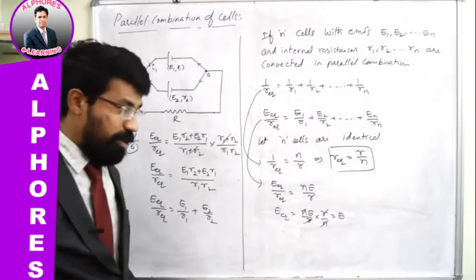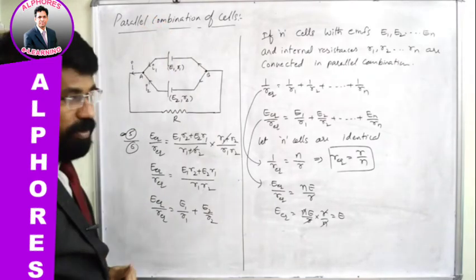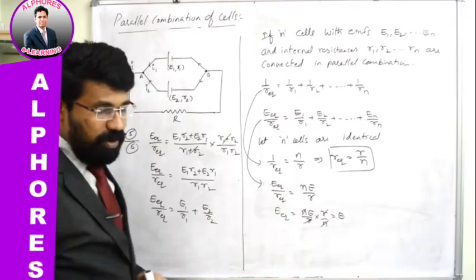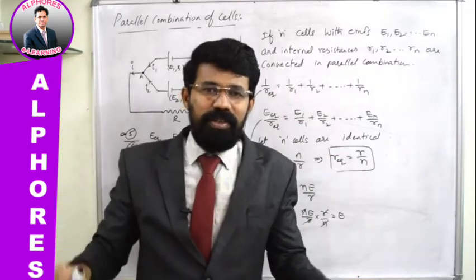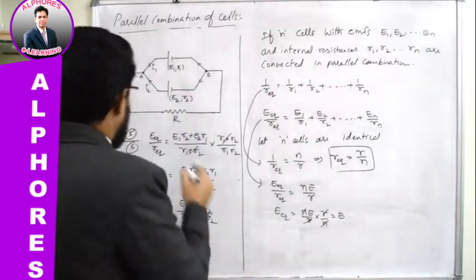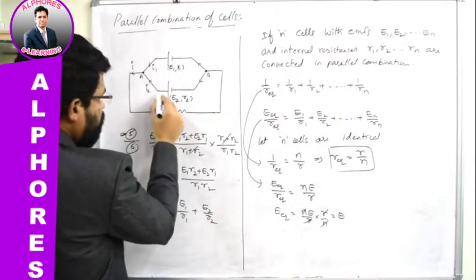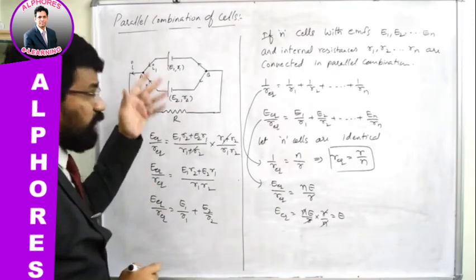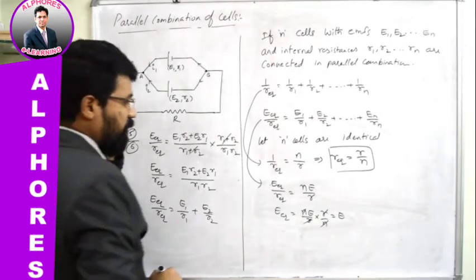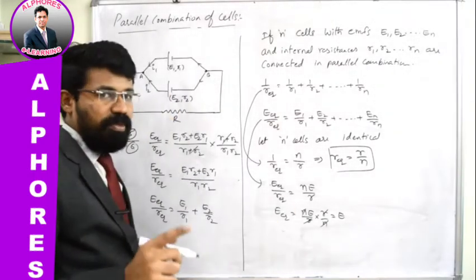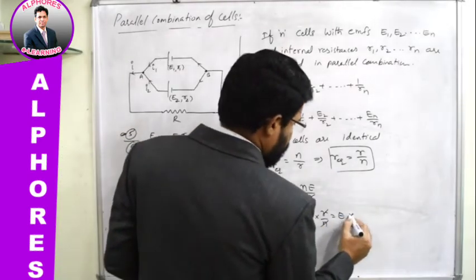This is a very important point, children. It means if you consider n identical cells in parallel combination, the effective EMF will be equal to the EMF of any one cell, the individual cell's EMF, whatever it is. That is the EMF of the entire combination. Because if I ask you what is the EMF between these 2 points, it's E. EMF between these 2 points corresponding to this branch? E only, if these two are identical. So when you consider n number of identical cells in parallel combination, remember the effective EMF will be equal to the EMF of a single cell. That's what the conclusion is. So these points are crucial points here.